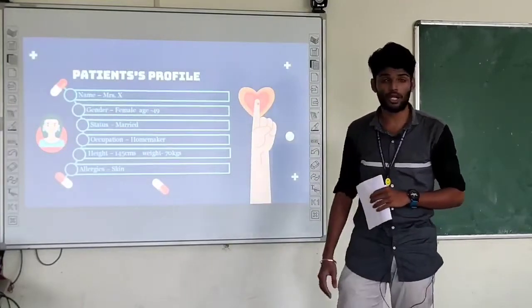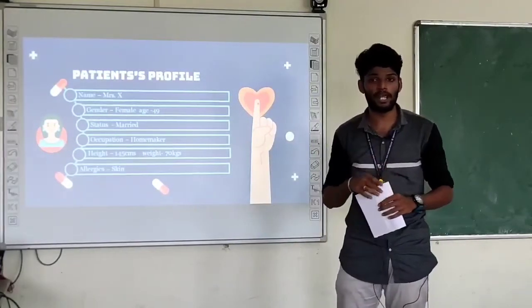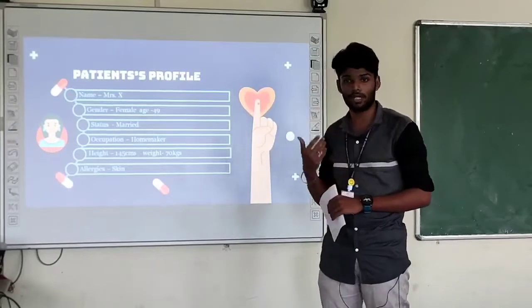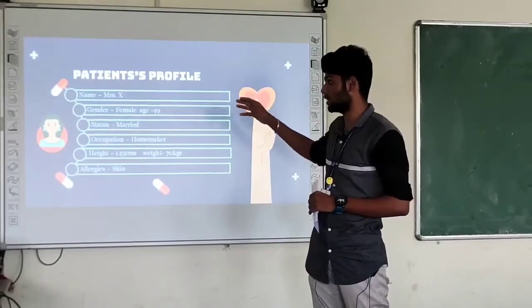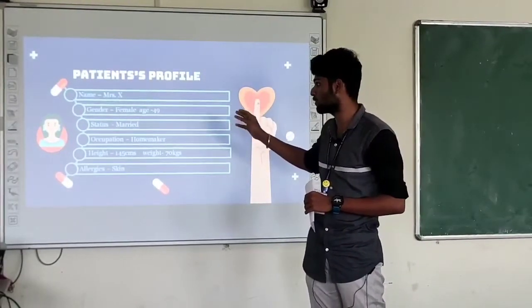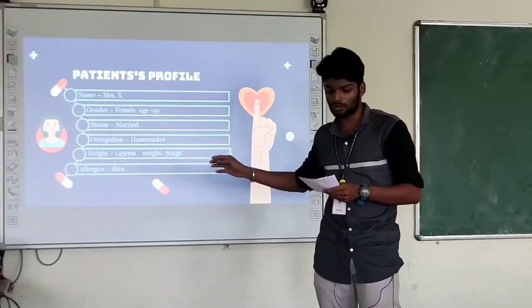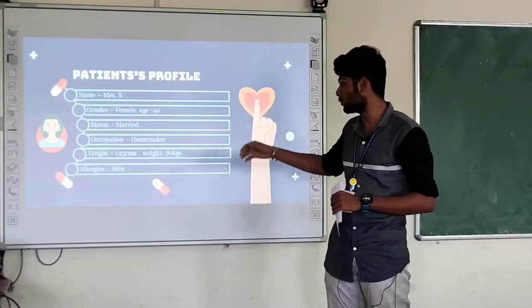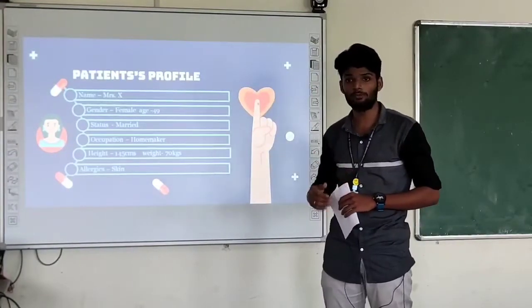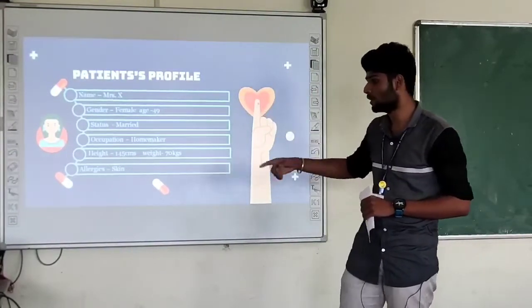The patient's profile: it's a completely real case study, and I have personally taken the data from the patient. Her name was Mrs. X, female, age 49. She is married and a homemaker. Her BMI was around 15 kgs extra according to her height. Being overweight also plays a role in diabetes mellitus, and she is prone to skin allergies.